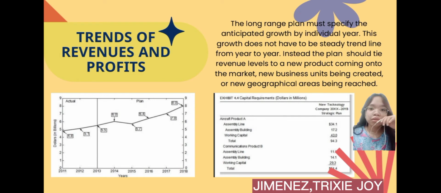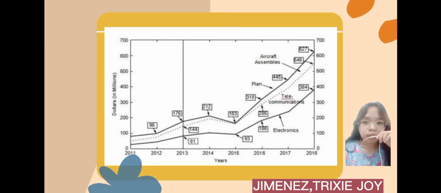The first picture is the High-Tech Corporation strategic plan from 2011 to 2018, showing consolidated net sales in dollars in billions. The second one shows the capital requirements in dollars in billions. For the next slide, lastly, this is the High-Tech Corporation consolidated net income by strategic business from 2011 to 2018 strategic plan, in dollars in millions.